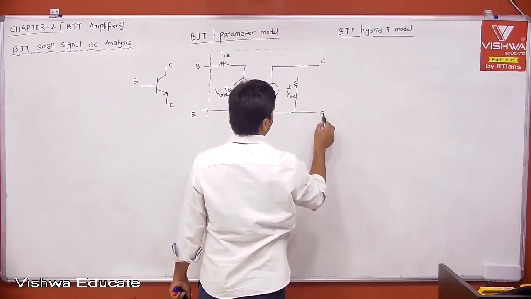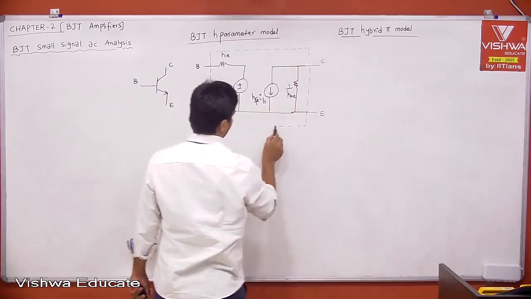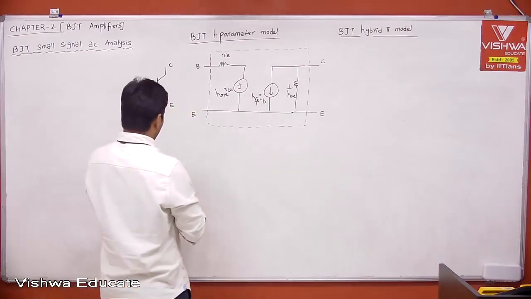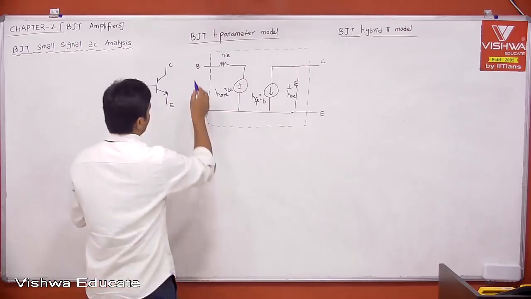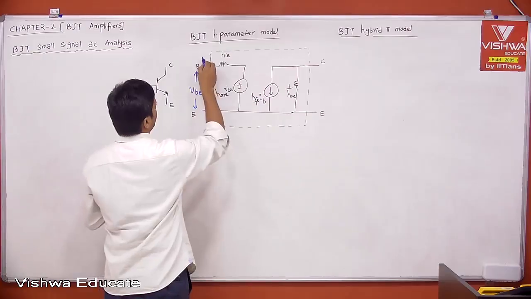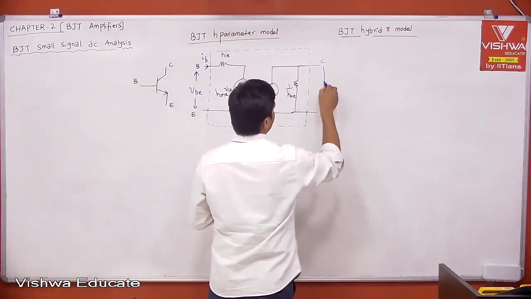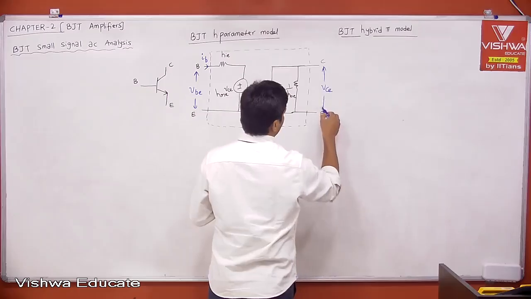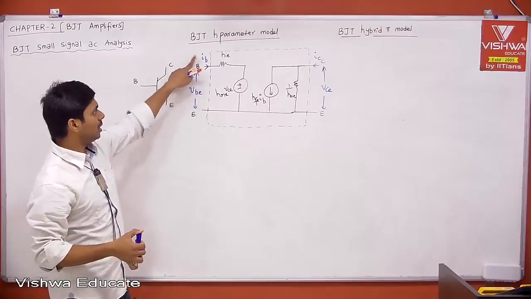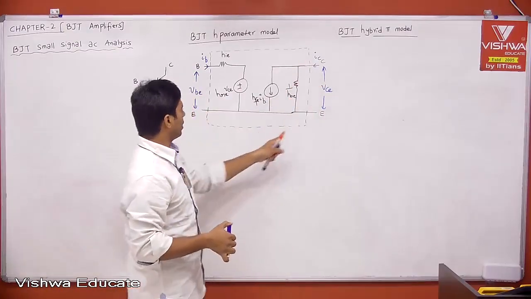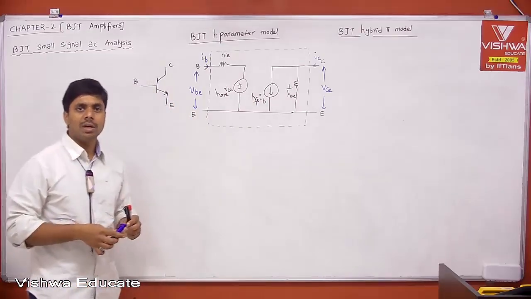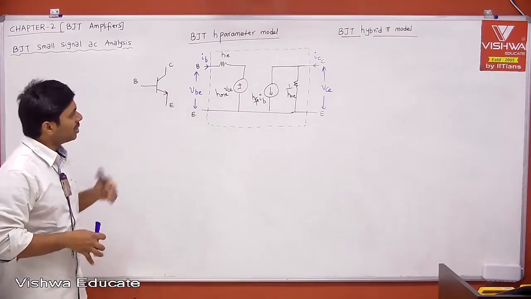This is collector and emitter. This is our input voltage VBE, and this is your IB. This is VCE and this is your IC. Therefore, the relation between VBE and IB, and the relation between VCE and IC, internally all are described with your H parameter model, and everything is matched with respect to the operation. Fine. Then what is the limitation of this?